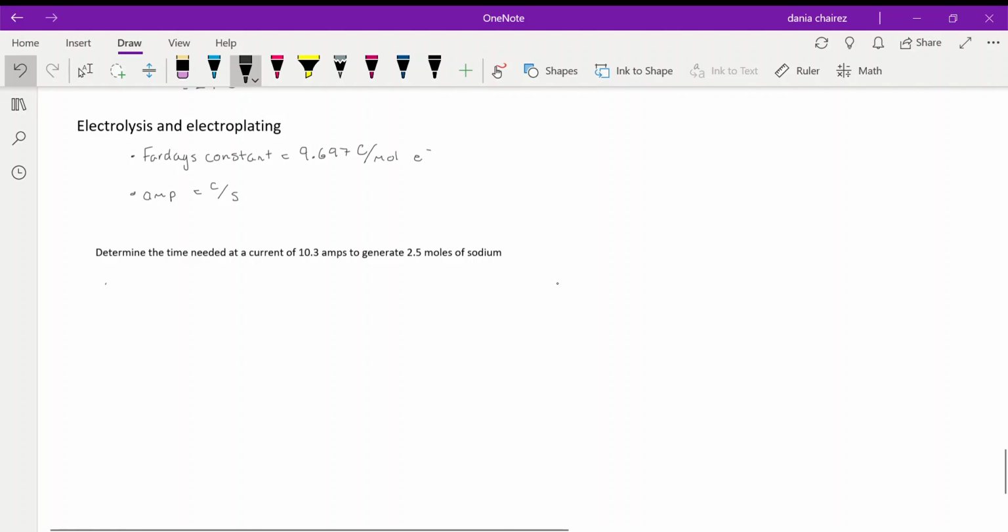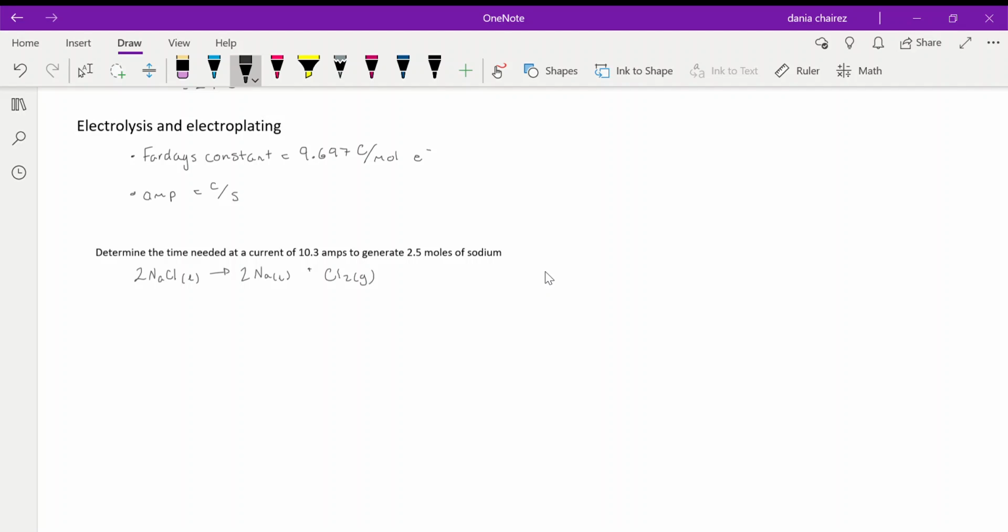Okay, I had to make sure that I was back on drawing. And essentially our reaction is 2 NaCl liquid yields 2 Na liquid plus Cl2 gas.